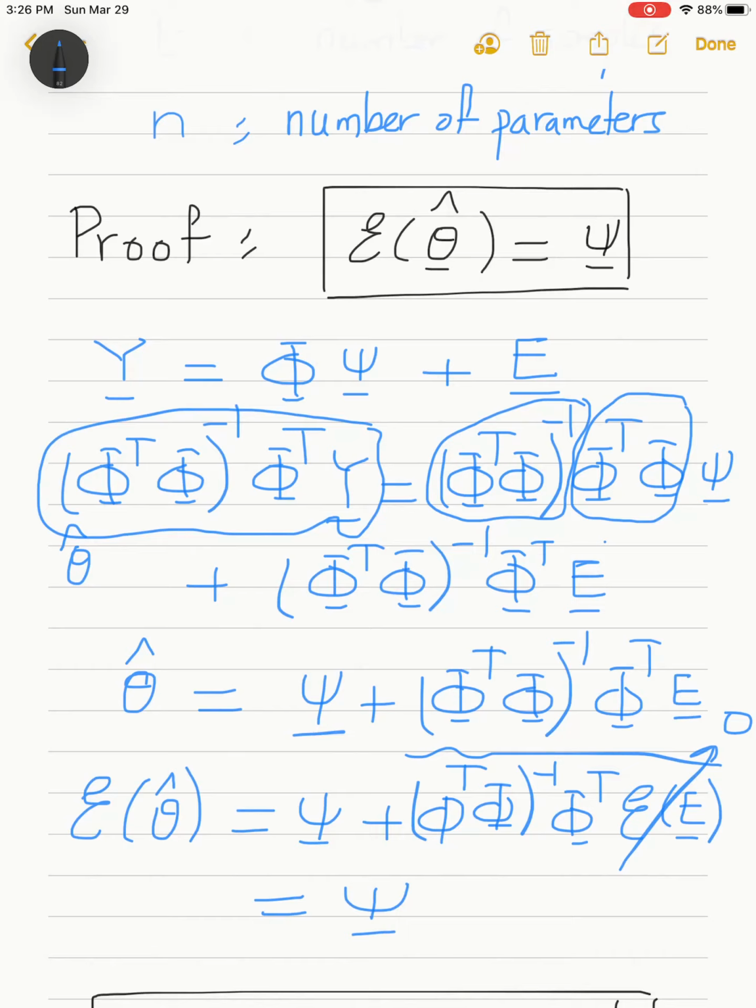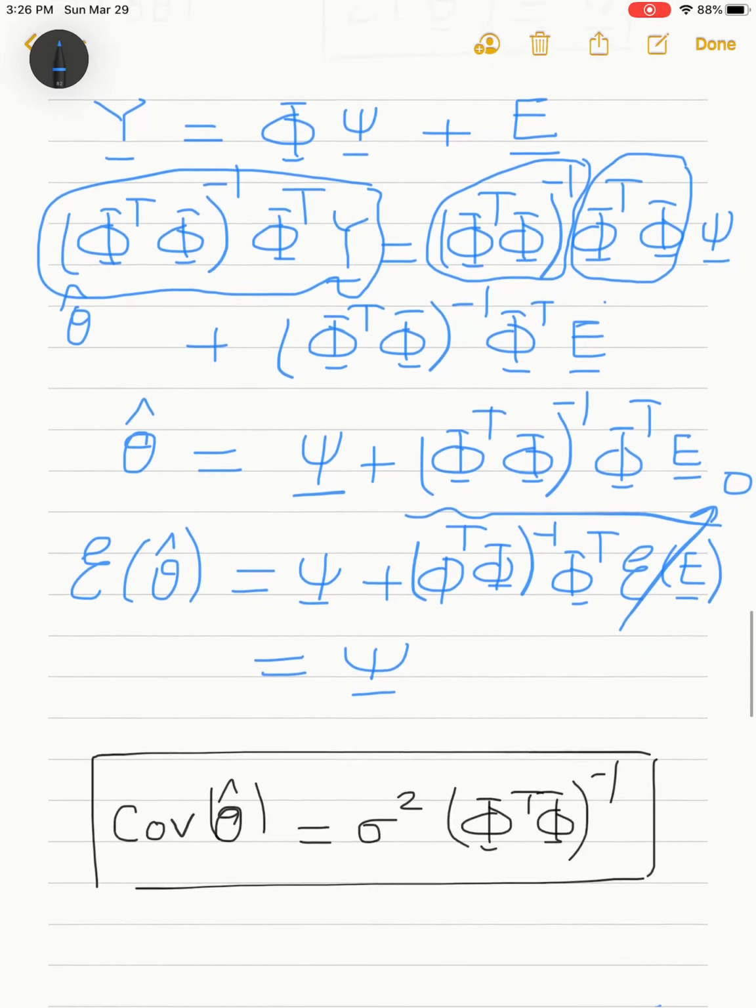So that means that if we do the experiment in ideal conditions, we guarantee that eventually the average value of the estimate will be equal to the true parameters, which means that the average value will converge to the true parameters of the real system.